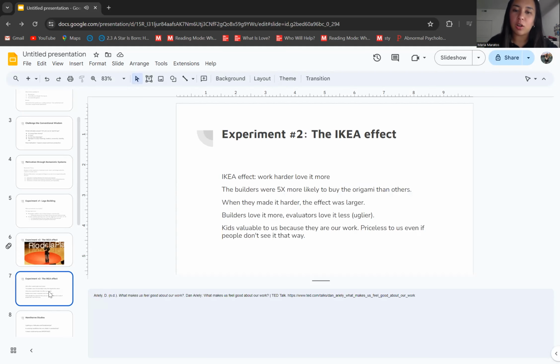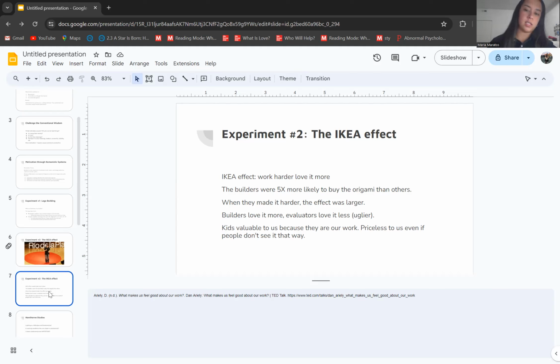I'm sure we can all relate to that with IKEA furniture or many of the things that we build. This is the IKEA effect, where he talks about how the harder you work for something, or when you create it yourself, you tend to love it more. You tend to appreciate it more.